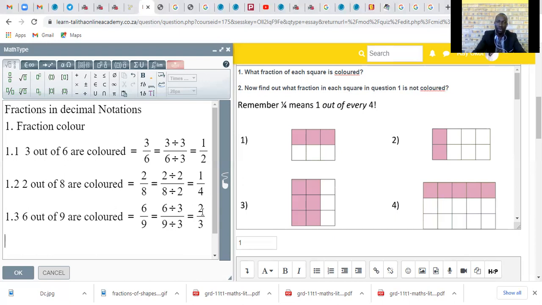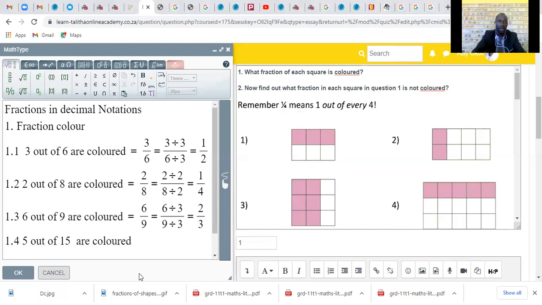And now in the next question, which is question 1.4, what we want to do is write as a fraction what fraction of these squares is colored. So we count 1, 2, 3, 4, 5. So 5 squares have been colored out of how many? Well, 6, 7, 8, 9, 10, 11, 12, 13, 14, 15. So 5 squares out of 15 have been colored. So there we write 5 squares out of 15 are colored.